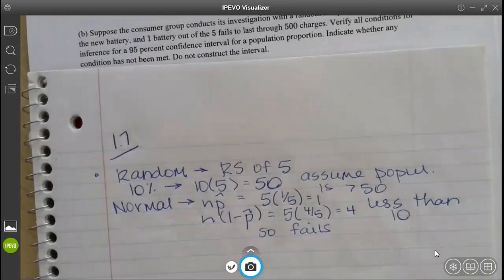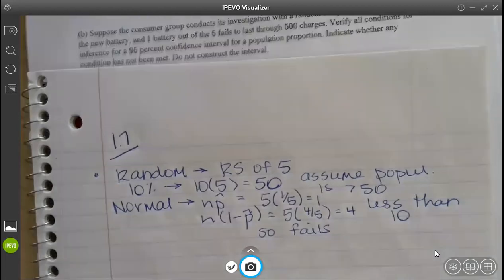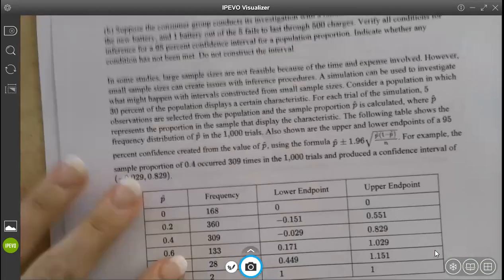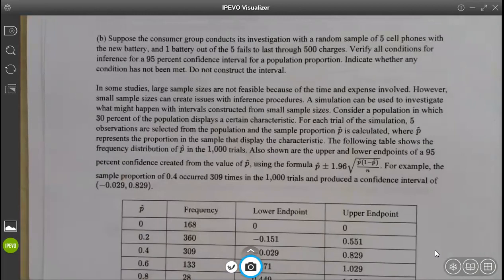All right. The next part. Oh, it's at the bottom, sorry. Suppose a consumer group conducts this investigation with a random sample of 5 cell phones with the new battery, and 1 battery out of the 5 fails to last through 500 charges. Verify all conditions for inference, blah, blah, blah, for a 95% confidence interval for a population proportion to indicate where any condition has been met.